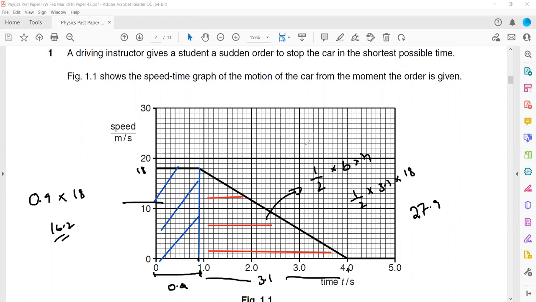So when I add 16.2 plus 27.9, the final answer will be 44.1 meters, or I can say 44. In the marking scheme, normally the answers are rounded off, but if you write 44.1, that is also the right answer. Is it clear up to this point how we work out the distance traveled? Anyone having a question or a doubt?